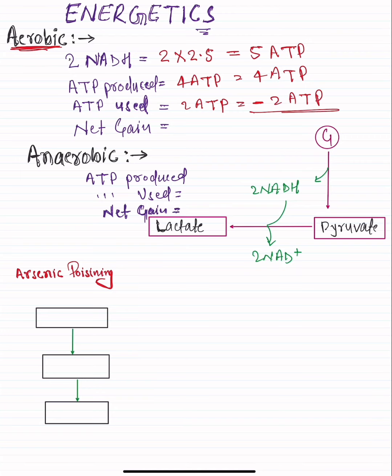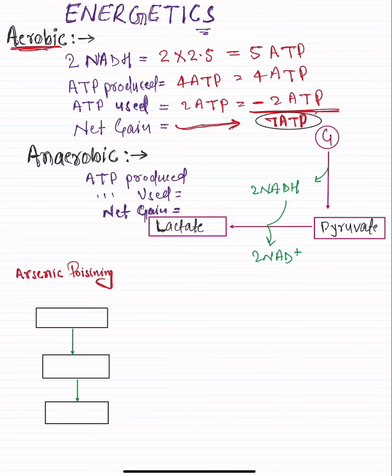And what will the net gain here? 7 ATPs, right? So the net gain is 7 ATP in the aerobic condition. Let's see what happens in anaerobic condition, right? In anaerobic condition, as you have seen, glucose will change into pyruvate and pyruvate will change into lactate. And in that reaction, NADH will get used, right?